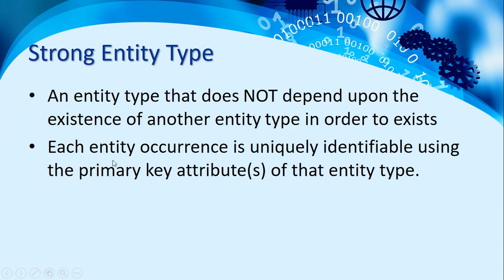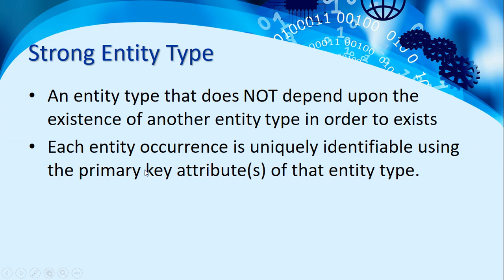So when we say a strong entity type, it is an entity type that does not depend upon the existence of another entity type in order to exist. So i-Tagalog natin to. Ito yung entity type na independent siya, no? Hindi siya nagde-depend sa ibang entity types para mag-exist siya. So each entity occurrence is uniquely identifiable using the primary key attributes of that entity type. So pag sinabing strong entity, automatic meron yung primary key.